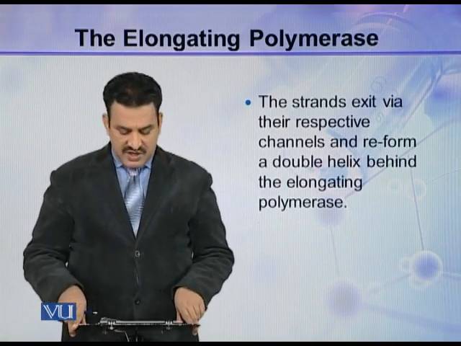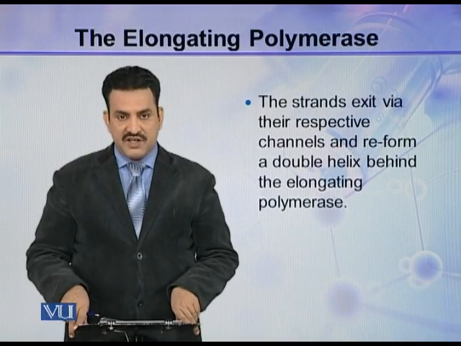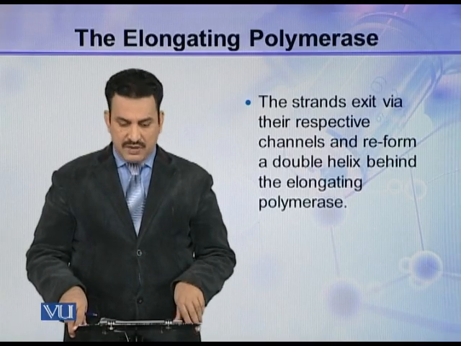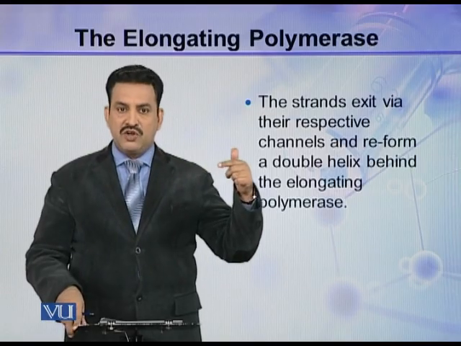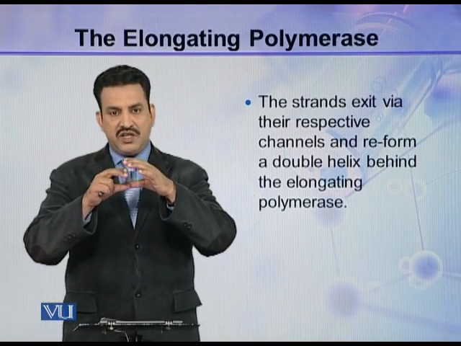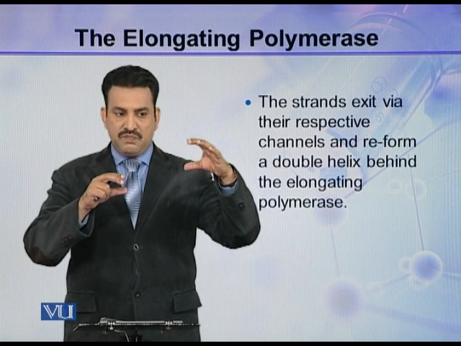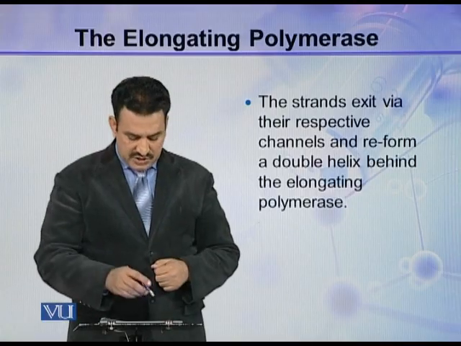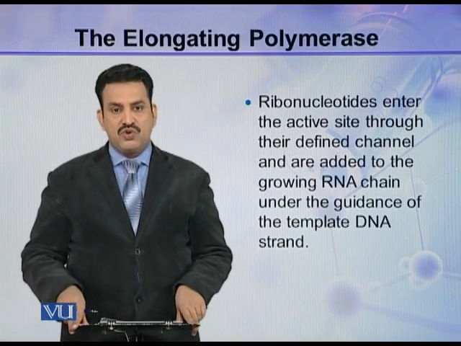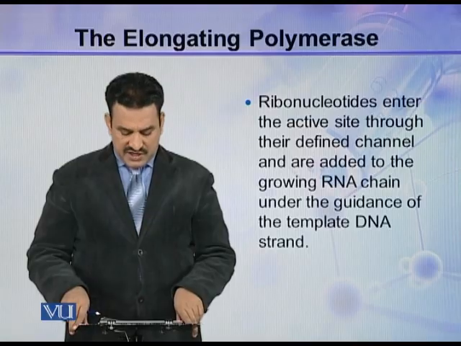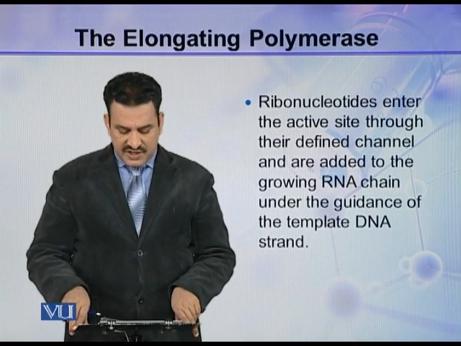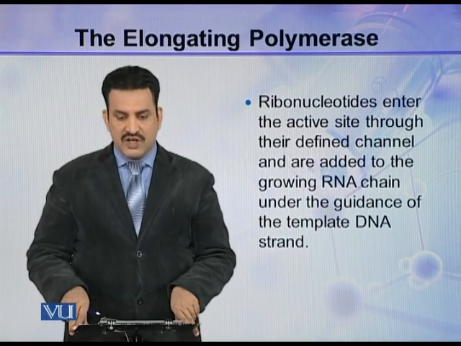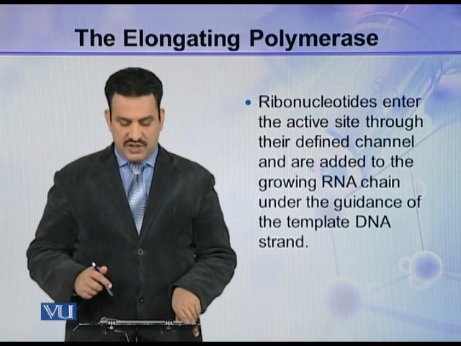These strands exit via their respective channels and reform a double helix behind the elongating polymerase. They exit from the channels behind the polymerase and reform the DNA helix. Ribonucleotides enter the active site through their defined channel, which is the NTP channel, and are added to the growing RNA chain under the guidance of the template DNA strand.